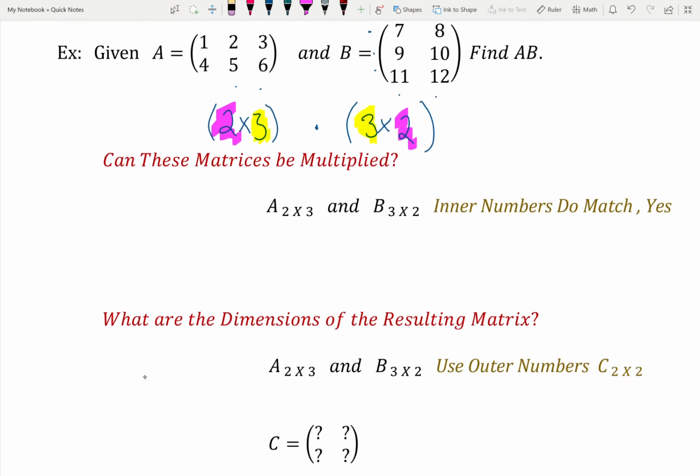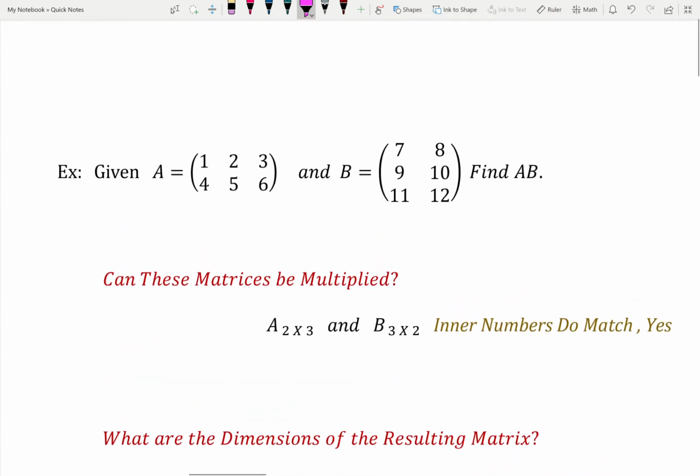So let's go back up here. I need to calculate the dot product, meaning I'm going to multiply each row of matrix A with each column of matrix B. So each row of matrix A will be multiplied by each column of matrix B. For example, my first entry will be row 1 of matrix A multiplied by column 1 of matrix B. So my first entry will be their dot product.